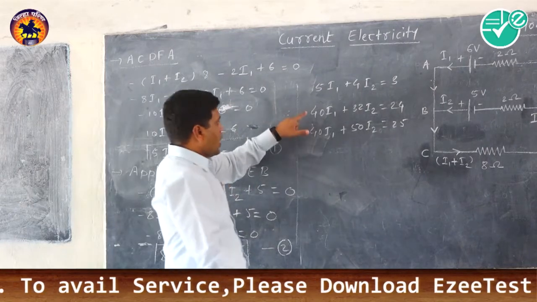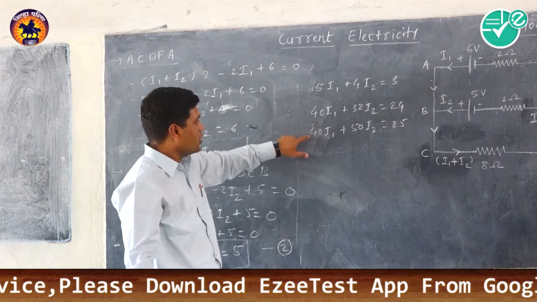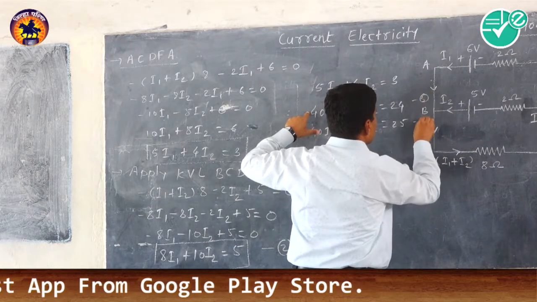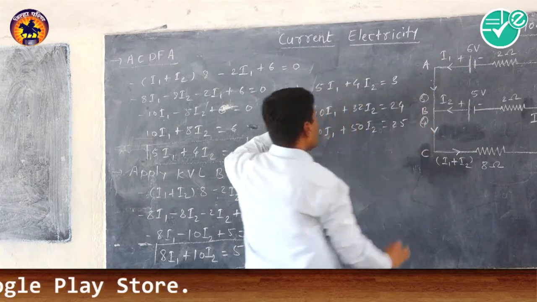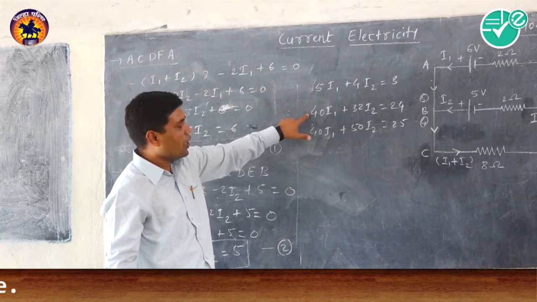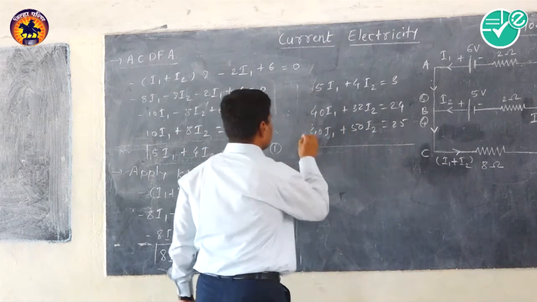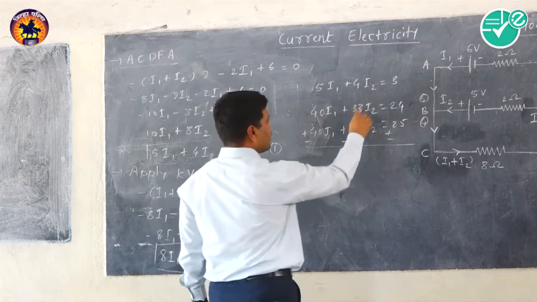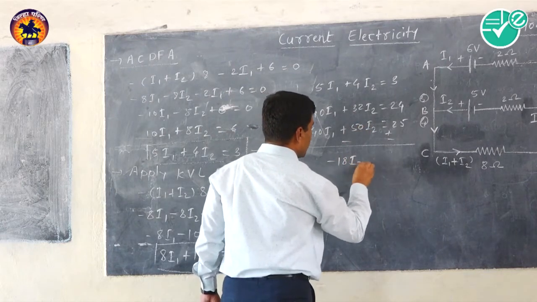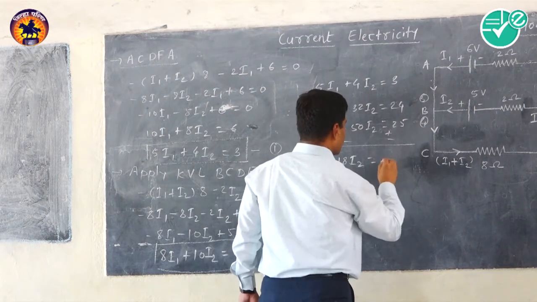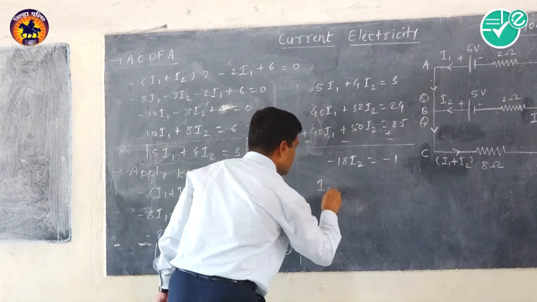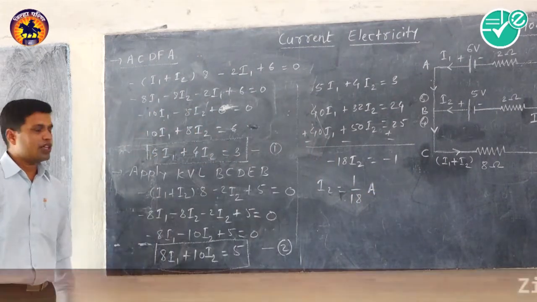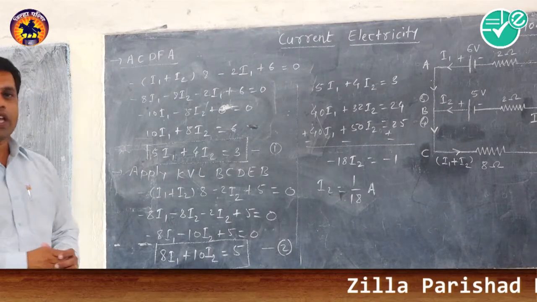Now subtract equation second from the other. We will call this equation 3, and this one equation number 4. Now subtract this equation from equation number 3. After subtracting, the 40I1 terms will get cancelled. Here we will get minus 18I2 is equal to minus 1. So I2 is equal to 1 by 18. So the first current that we got after calculation, I2, is equal to 1 upon 18 ampere.